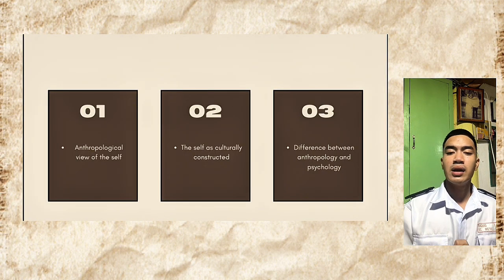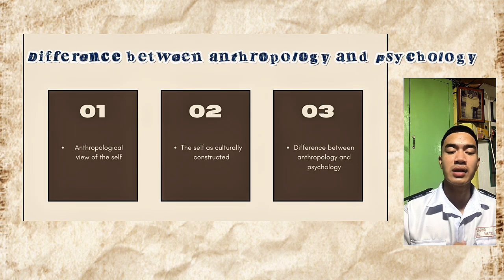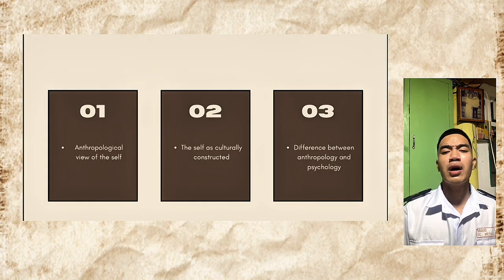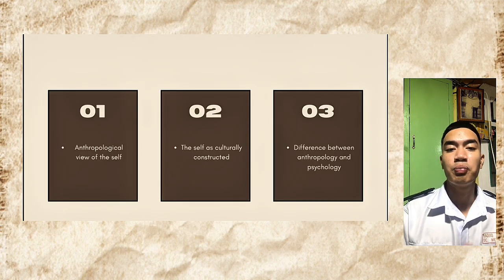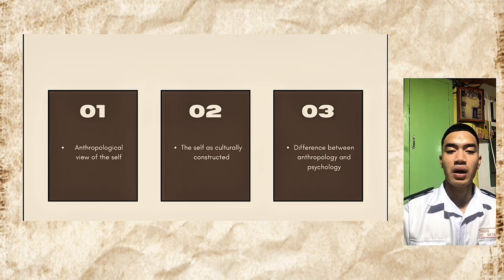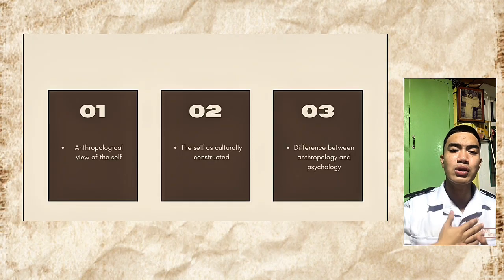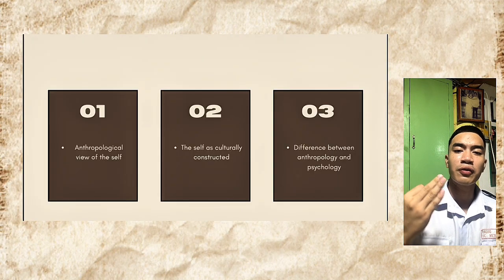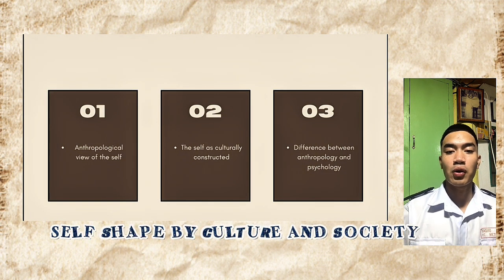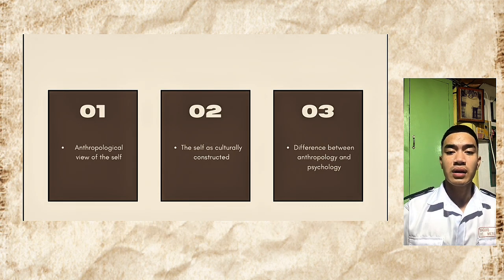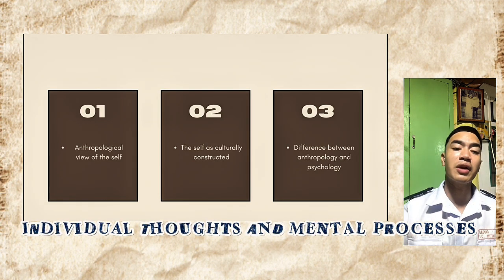The third one is the difference between anthropology and psychology. Anthropology focuses on how culture and society shape the self. It looks at groups of people and cultural practices, while psychology, on the other hand, focuses more on the individual mind, like emotions, personality, behavior, and mental processes. In short, in anthropology the self is shaped by culture and society, while in psychology the self is shaped by individual thoughts and mental processes.